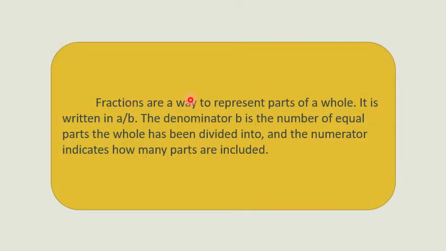So, fractions are a way to represent parts of a whole. It is written in A over B. So, the denominator B is the number of equal parts the whole has been divided into. And the numerator indicates how many parts are included.